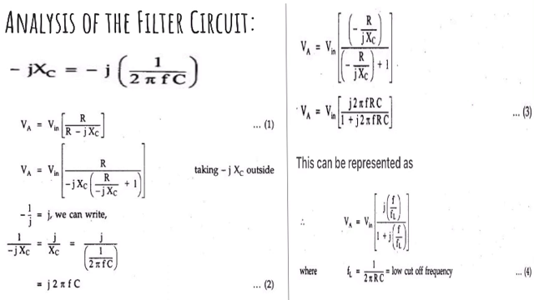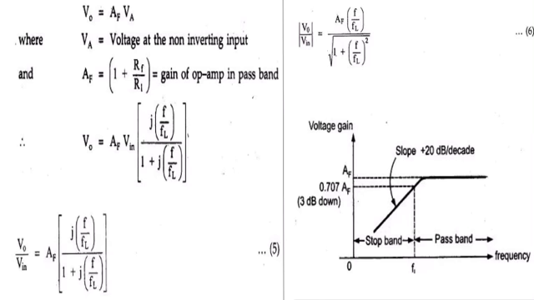So this equation number 3 is represented as VA is equal to V in into J of F by FL by 1 plus J into F by FL. So here FL is the low cutoff frequency, which we have given as the equation number 4. Now for the operational amplifier in non-inverting configuration, we have V0 is equal to AF into VA, where VA is the voltage at the non-inverting input and AF is the gain of the op amp in the passband.